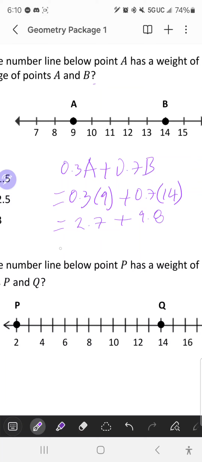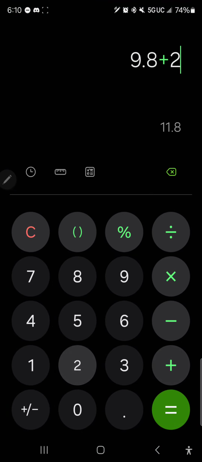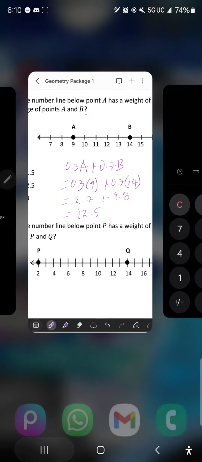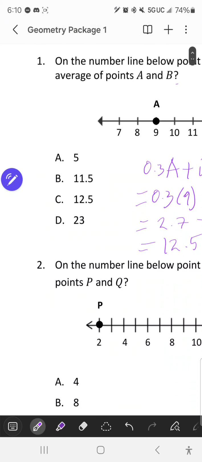Now we need to add this together, and we are going to get 12.5. You can always use your calculator if you want. You see, we got 12.5. So we see our choices, and we see that our answer is choice C.